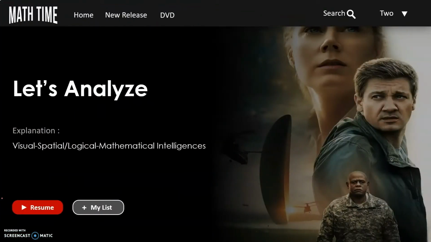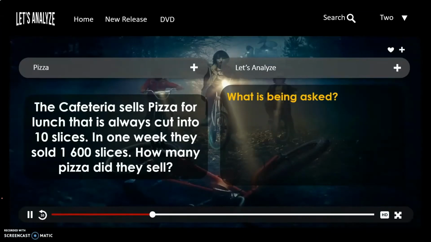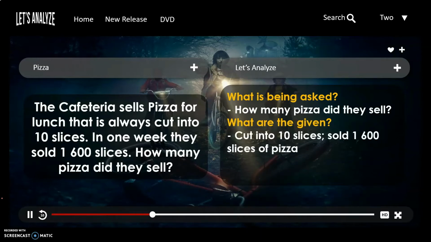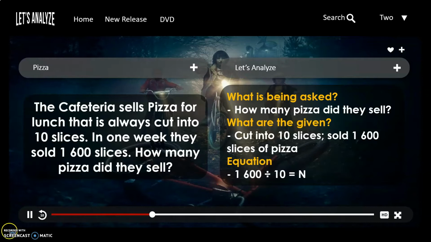So let's analyze it. Based on our story, what is being asked? Very good. How many pizza did they sell? How about the given data? What are the given data? Very good. Cut into 10 slices and also sold 1,600 slices of pizza. So based on the question and given data, the operation we are going to use is division. And for our equation, 1,600 divided by 10 is equal to n.